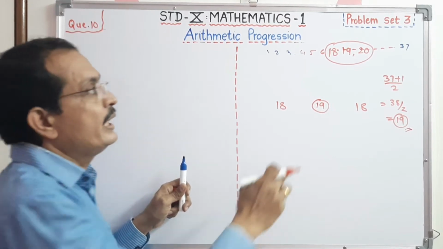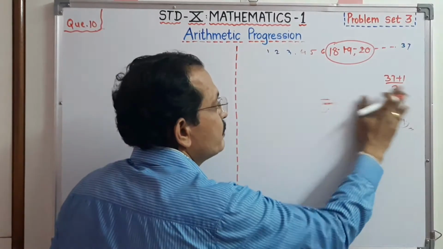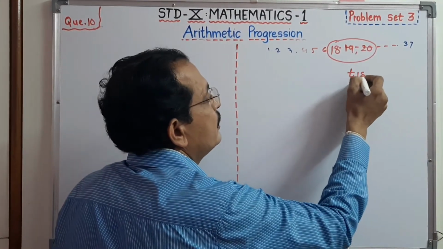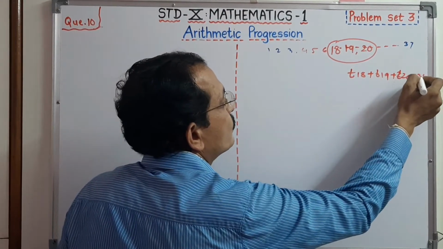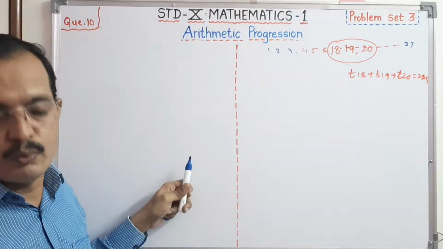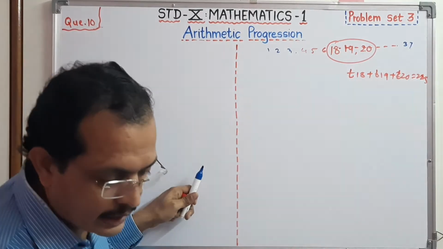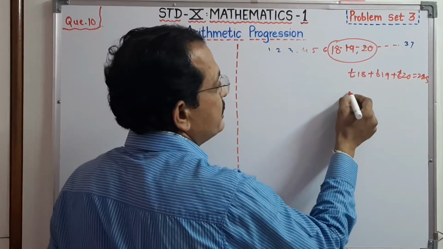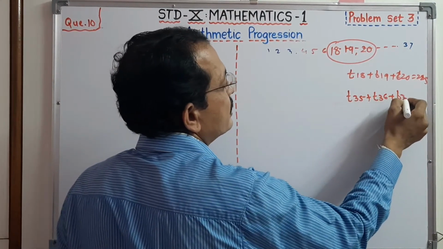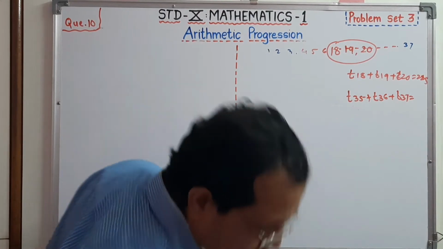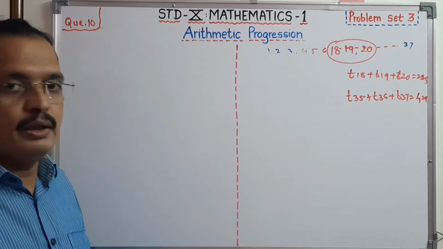But the sum is given that 18, 19 and 20. That means the first information is that T18 plus T19 plus T20 is equal to 225. Now what is the second condition? Sum of the last 3 terms. Last 3 terms means T35 plus T36 plus T37 is equal to 429. Then what we have to find out? We have to find out the AP.